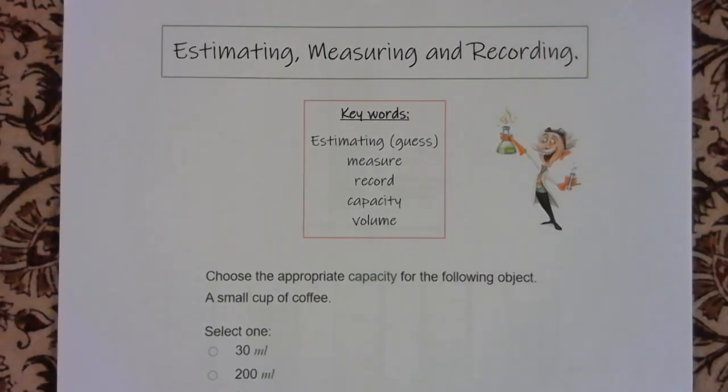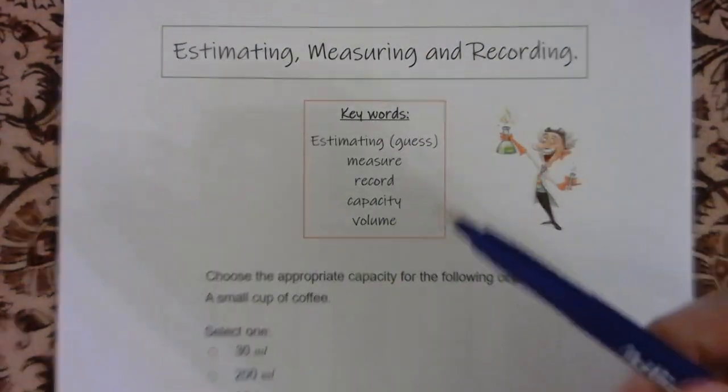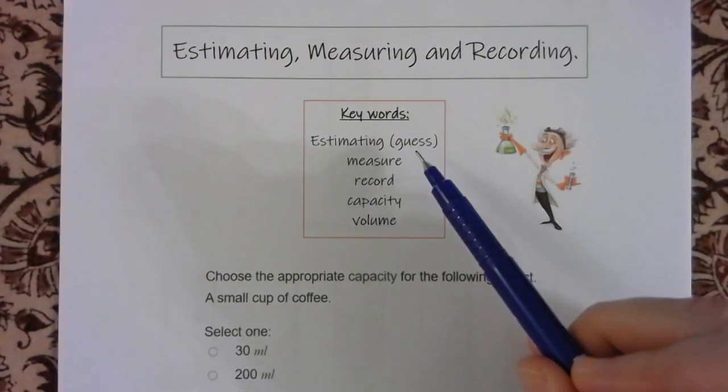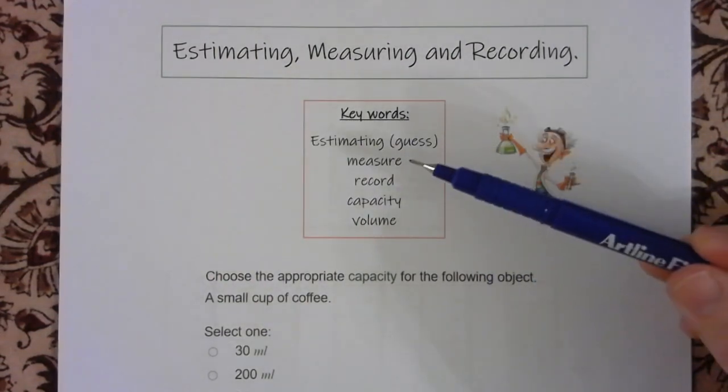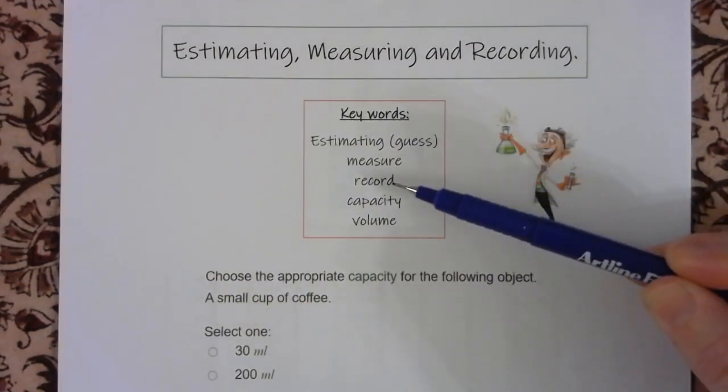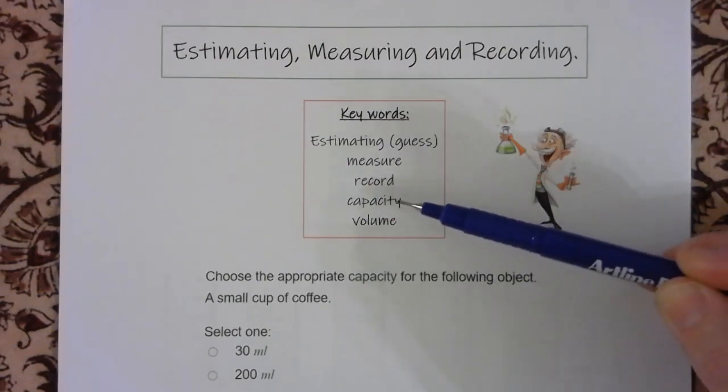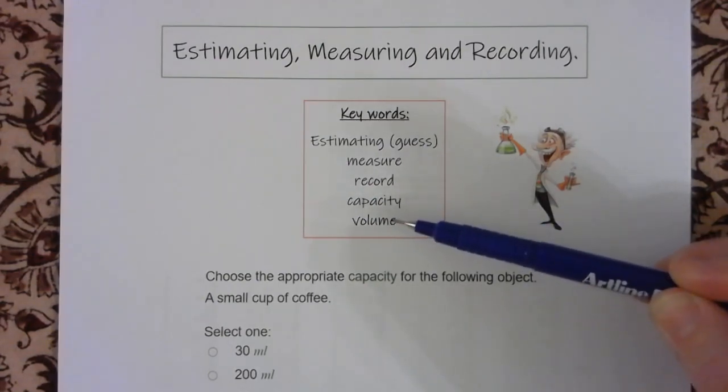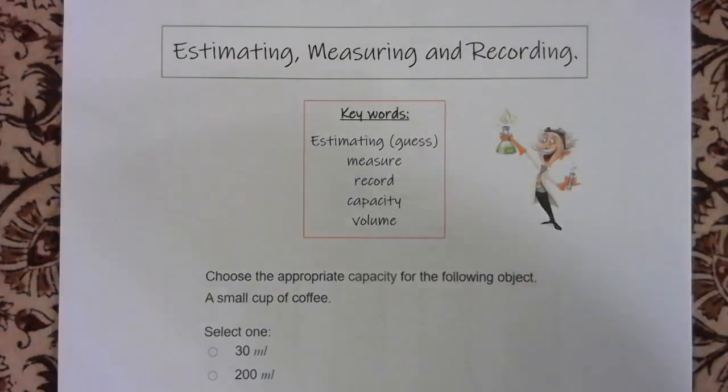The lesson we're going to look at is estimating, measuring, and recording. The keywords are estimating, that means that you are guessing. Then you measure, then you record what you've measured, that means you are writing it down. And then we're going to look at the keywords of the week, capacity and volume.